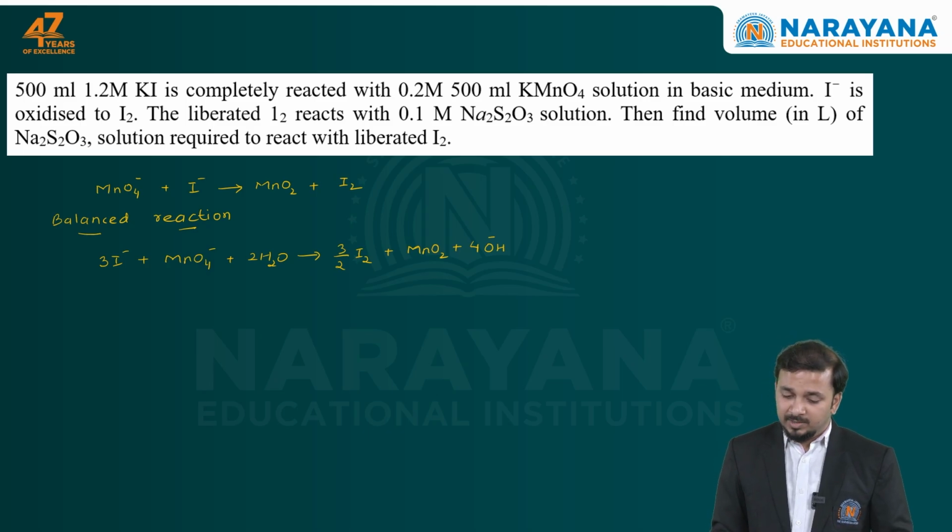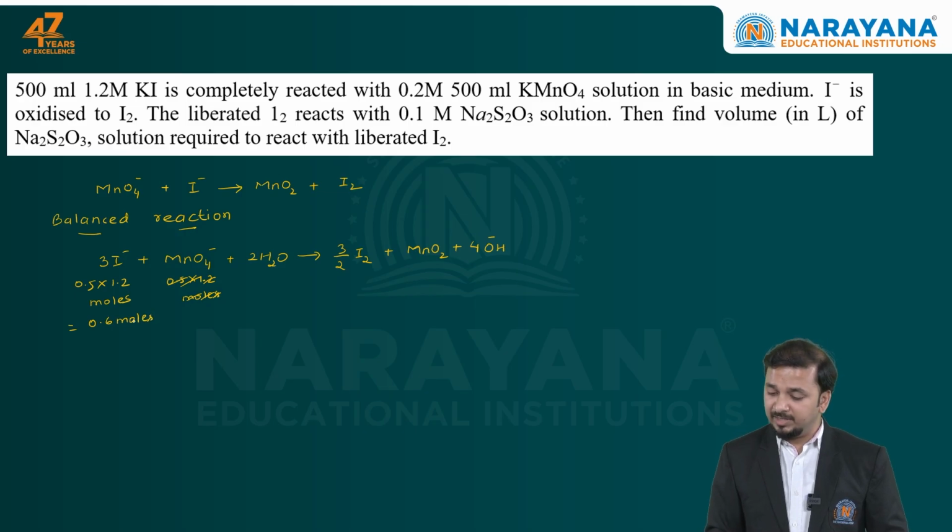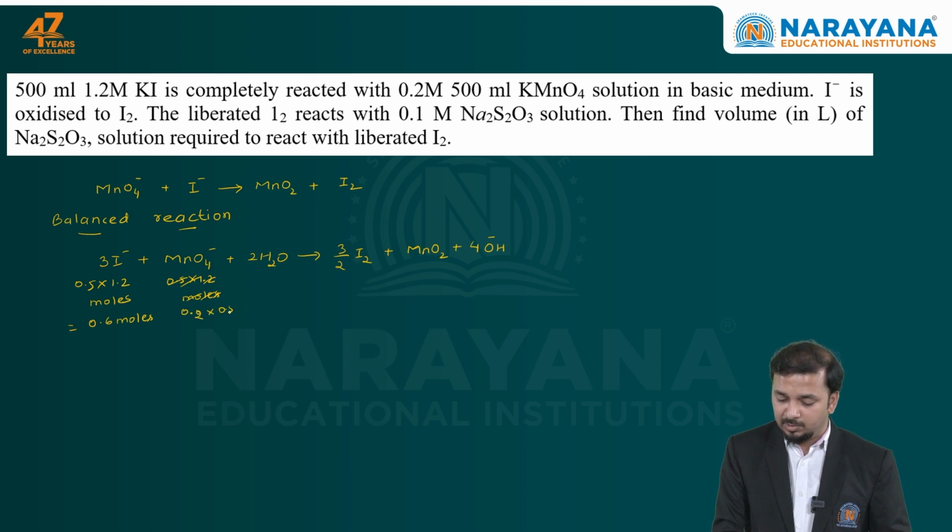Now let's see the information. 500 ml, 1.2 M KI. So it is 0.5 into 1.2 moles of KI. So this is going to be 0.6 moles. And for MnO4 minus, they are saying 0.2 molar, 500 ml. So 0.2 into 0.5. So this is going to be 0.1 mole.